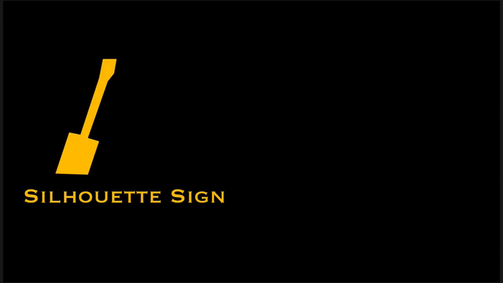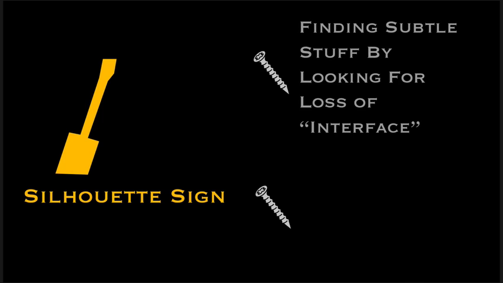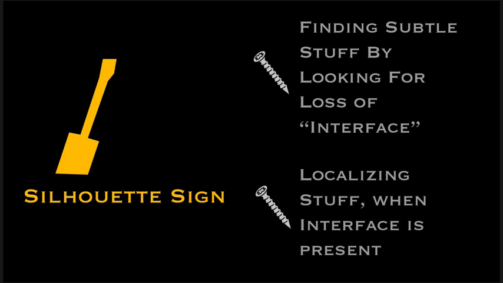So we've got a tool, and all tools need specific jobs, right? The right tool for the right job. So the silhouette is used for two main things. For finding subtle stuff when there's a loss of the interface, either by a blurring of the heart border or blurring of the diaphragm, or it's used for localizing stuff when the interface is present.